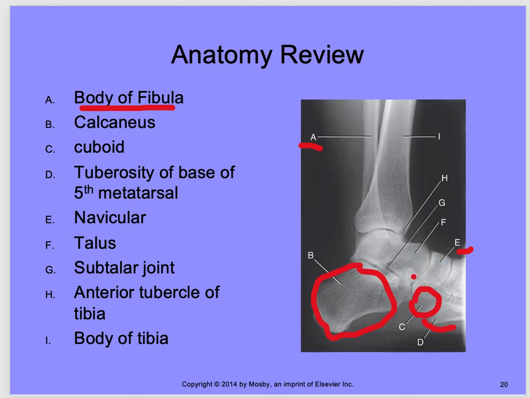F is your talus. G is your subtalar joint. You can even call it subtalar joint, sinus tarsi. Either one of those is fine. H is the anterior tubercle of the tibia. And then I is the body of the tibia or the tibia, either one, just like a body of fibula or fibula.